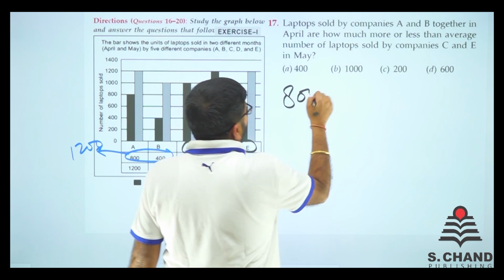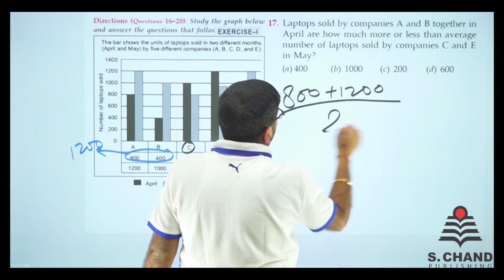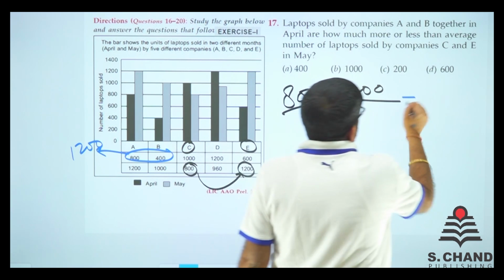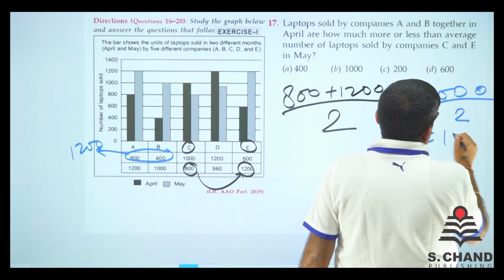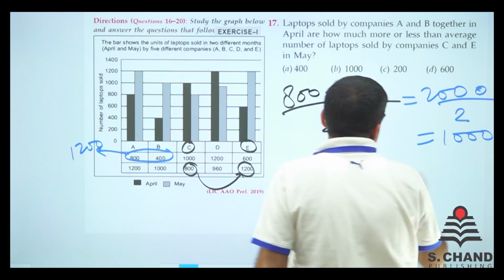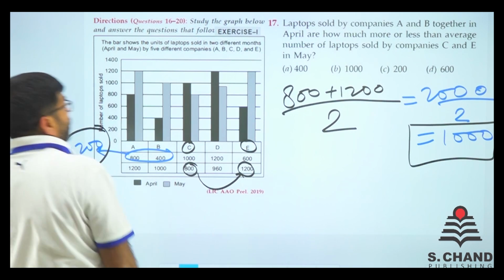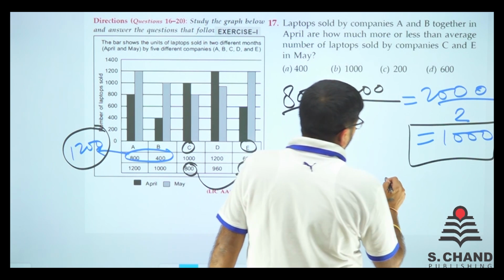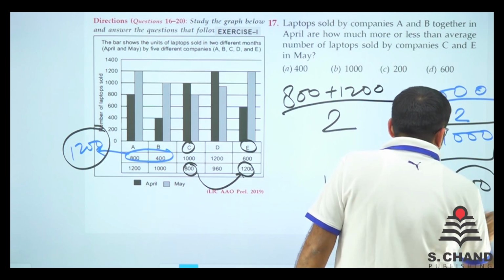Average is 800 plus 1200 divided by 2. So it is like 12 and it is 20. So 2000 divided by 2 is 1000. So we have got 1000 is this and 1200 is this. So what is the difference? 1200 minus 1000 is equal to 200. So this is the difference.